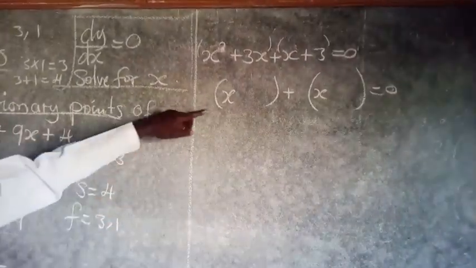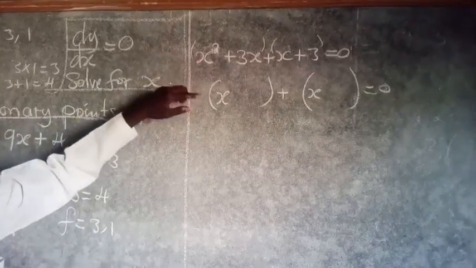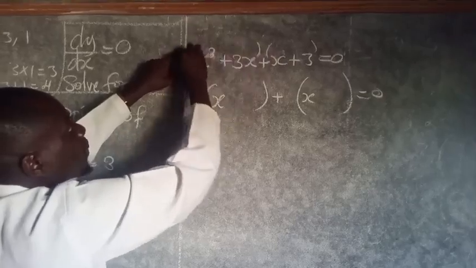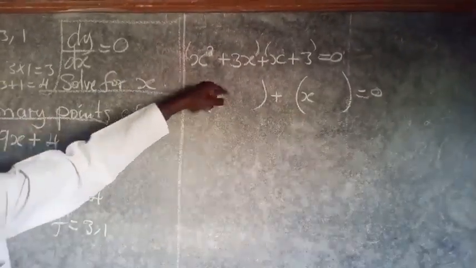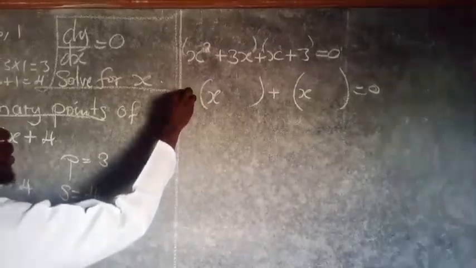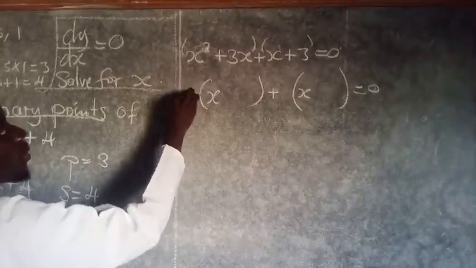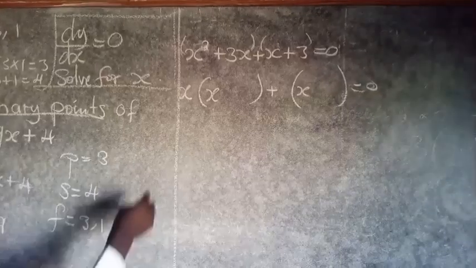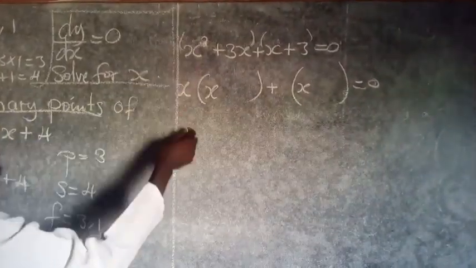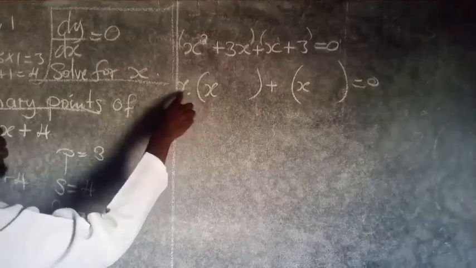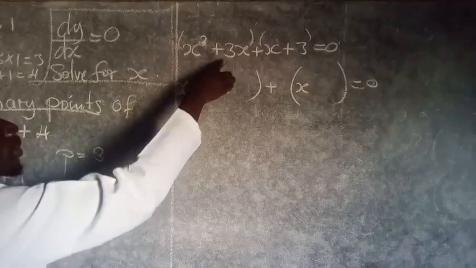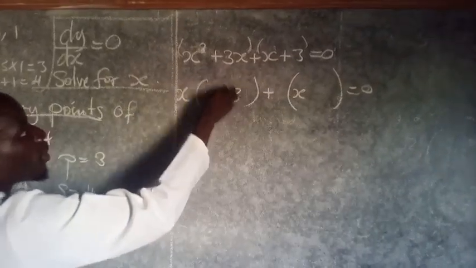At this stage, you will factorize the numbers which are in this bracket. You will look for what is common. In this case, what is common is x. So we are going to factorize by factoring out the x. So you say x is common. When you divide x into x squared, the answer will be x, so we remain with x. Then x into 3x, the answer will be 3.